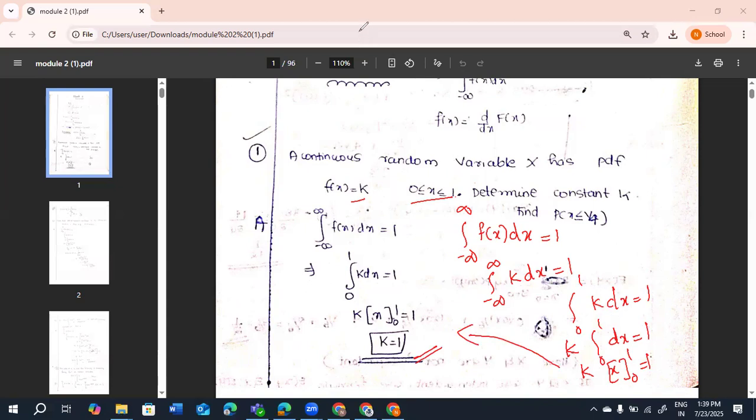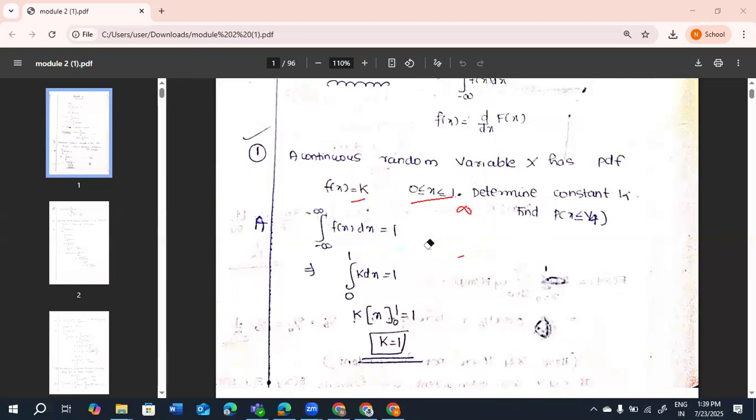The question was, what was the question? The question was to find out the value of k. Is it clear for you? Okay. Next, you think about how to find P of x less than or equal to 1 by 4.